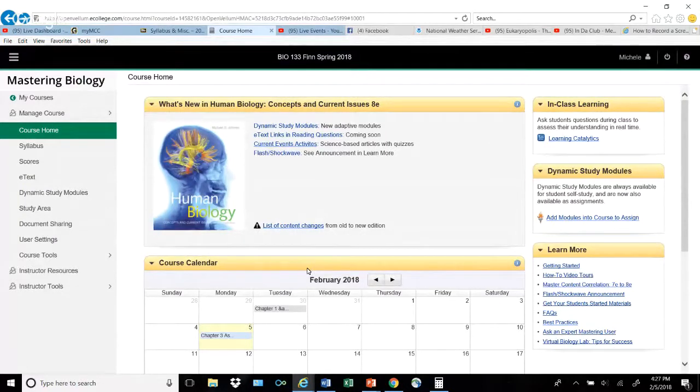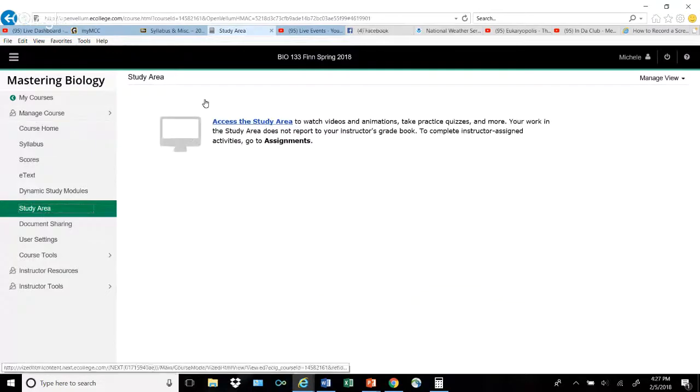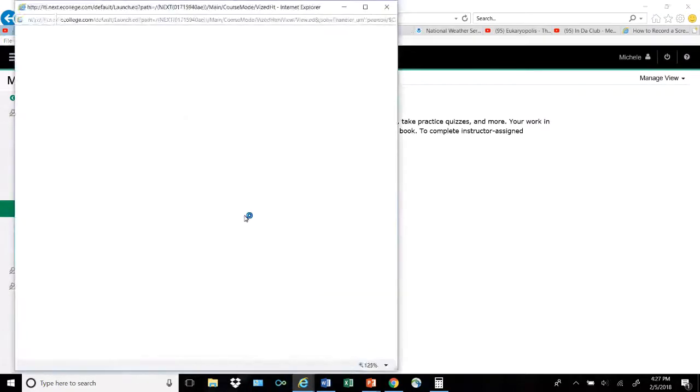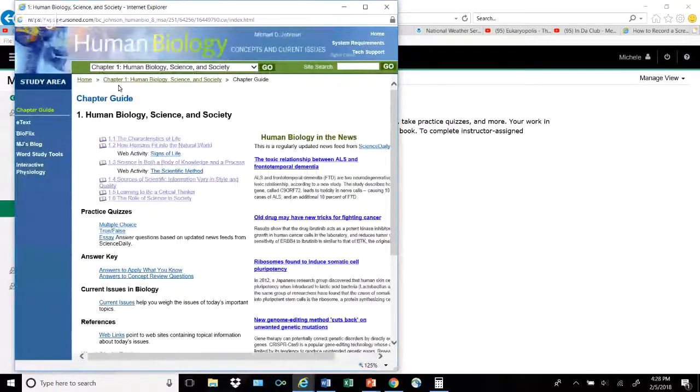for our assignments. So if you go over here and look, you'll see study area, and you click on study area there, and you click on access study area. You then can have some different study tactics other than just reading and reviewing your notes, etc.